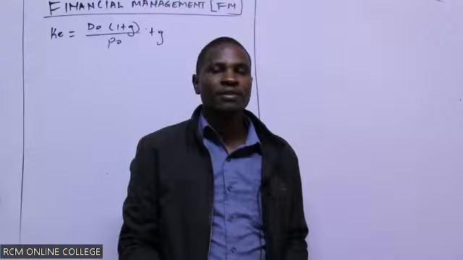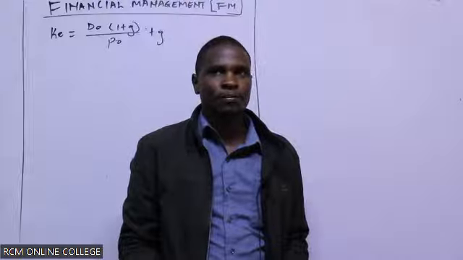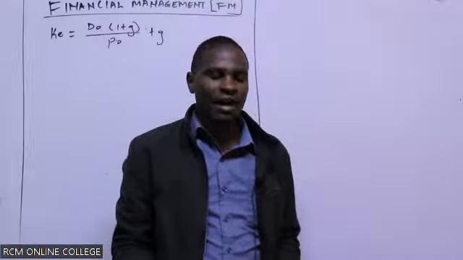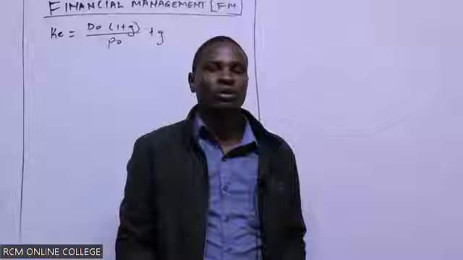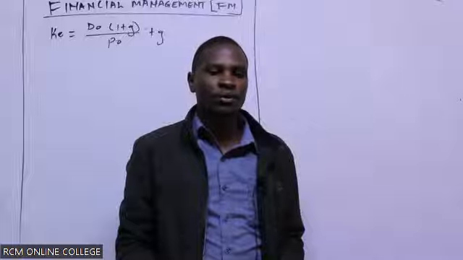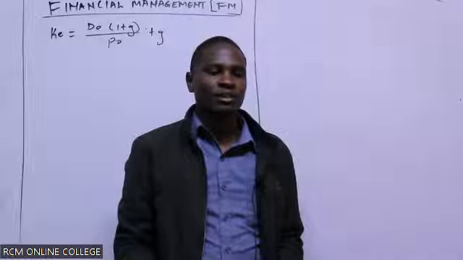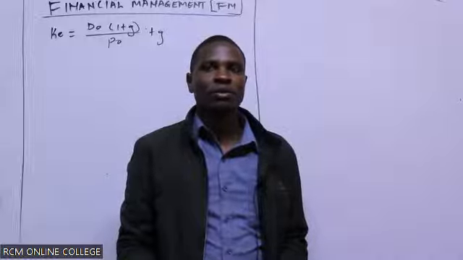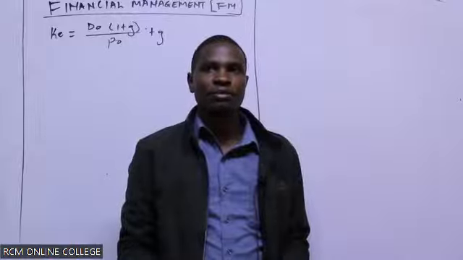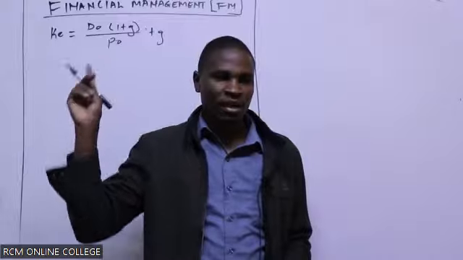You see, the existing ordinary shares are the already issued shares. That cost is the same as the cost of the retained earning. When we were computing the WACC, we were just using the cost of the ordinary share, because we know it's the same as that of the retained earning. The formula is that one.